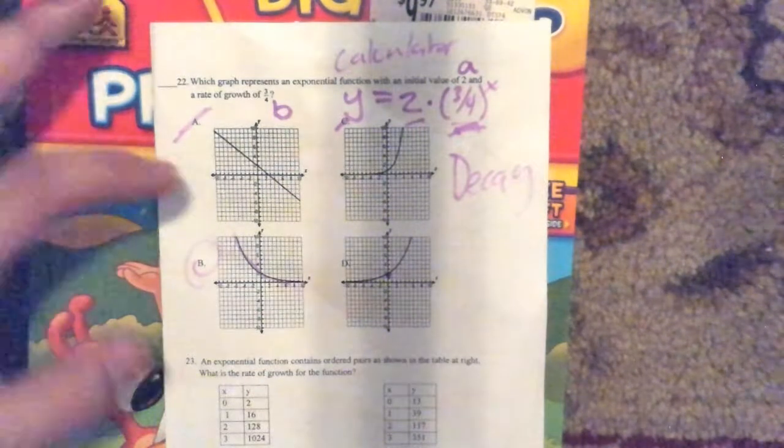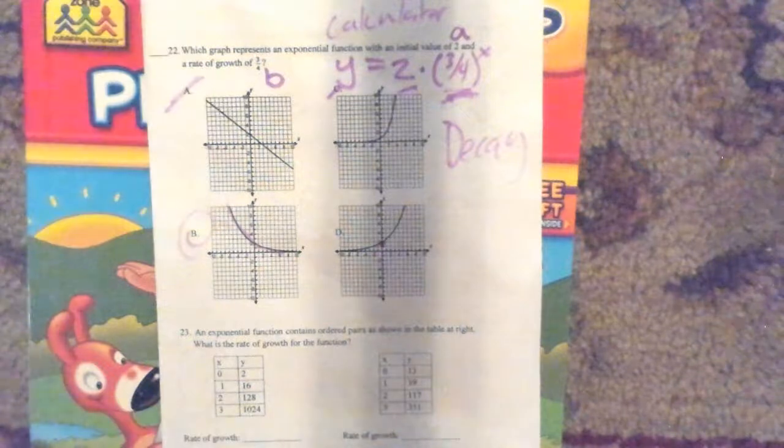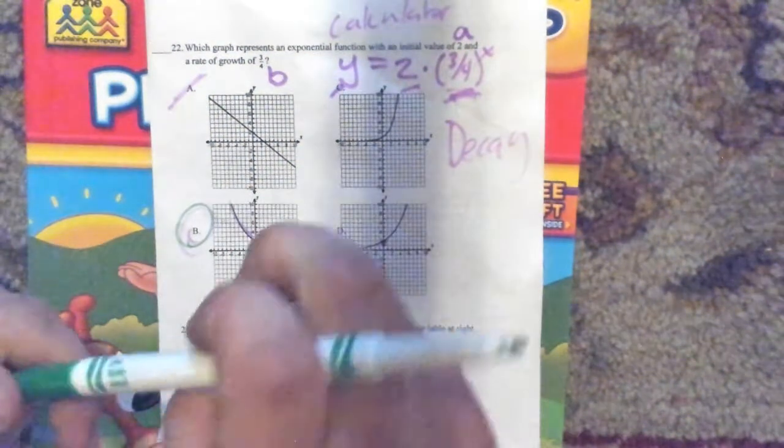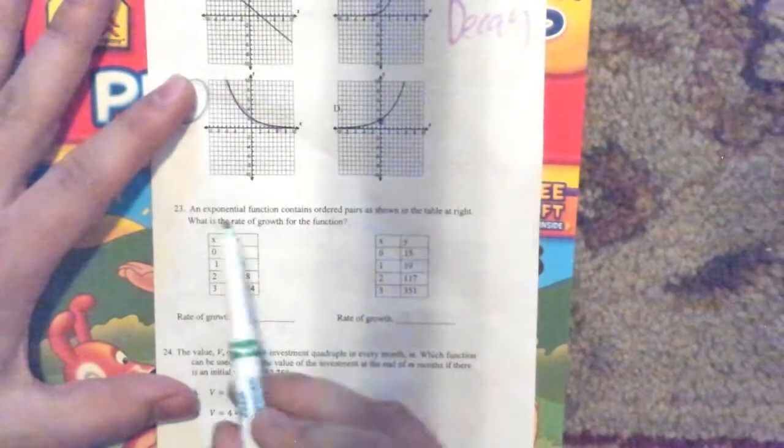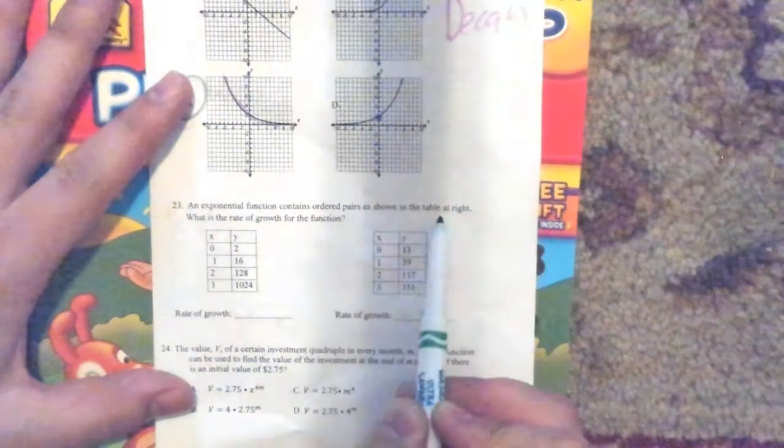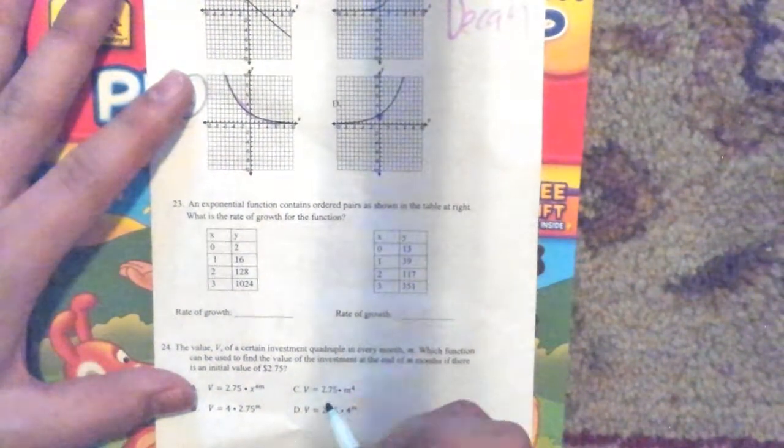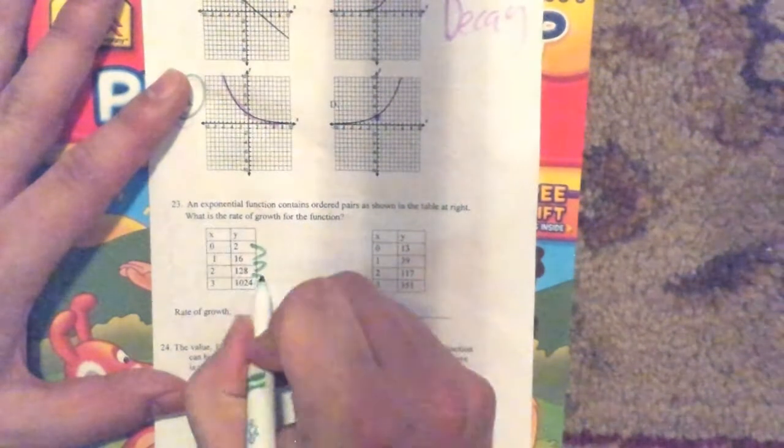Alright, purple marker died. Moving on. That last one was B. Okay, we have an exponential function, contains ordered pairs as shown. So remember, exponential functions mean that they have a constant thing we're multiplying by.